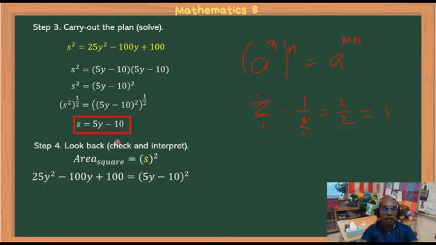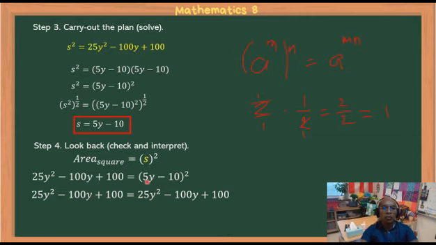So the side is (5y minus 10) quantity squared. So this is a binomial, the square of a binomial. So we just copy this left side expression. To square this binomial, 5y times 5y, that is 25y squared.